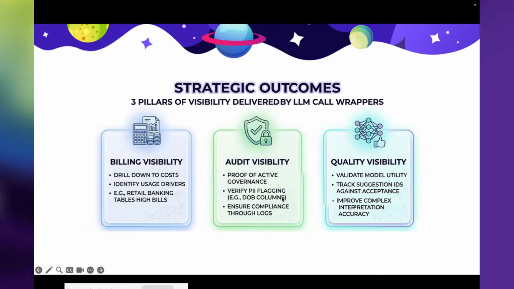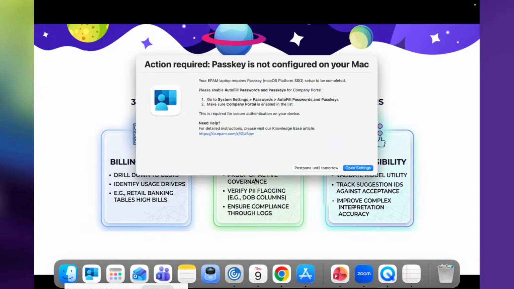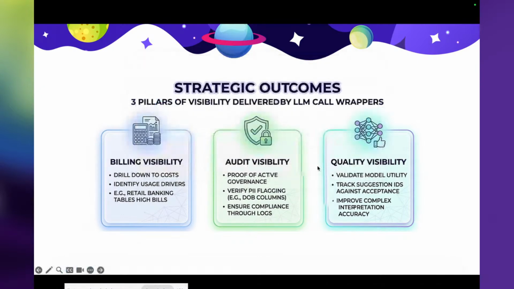In terms of audit, we get immutable proof of governance. If the compliance team comes knocking, we have the exact logs showing what our guardrails successfully caught and flagged, with sensitive information like PII captured.